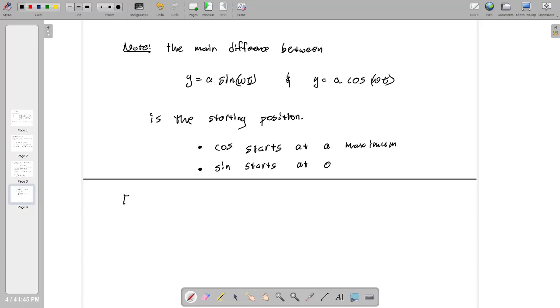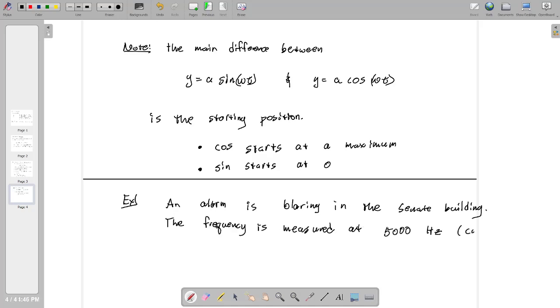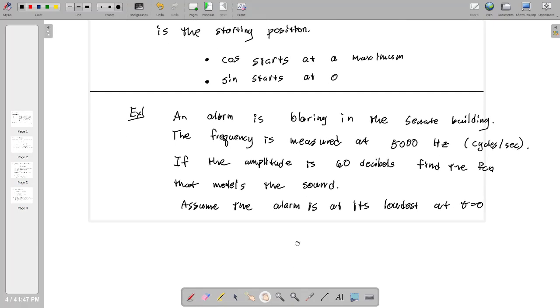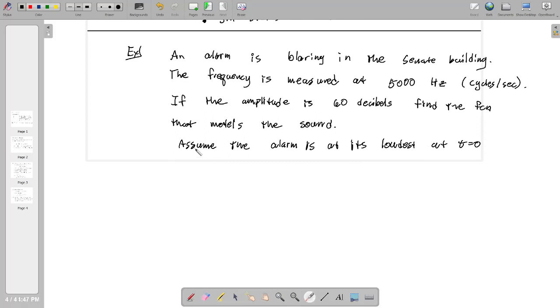Do another example here. An alarm is blaring in the Senate building. The frequency is measured at 5,000 hertz, which is cycles per second. If the amplitude is 60 decibels, find the function that models the sound. Assume the alarm is at its loudest at t equals 0. So this is exactly the piece of information that I'm talking about here. If the alarm is at its loudest at t equals 0, that means that it's at a maximum. So we're going to use cosine and not sine.